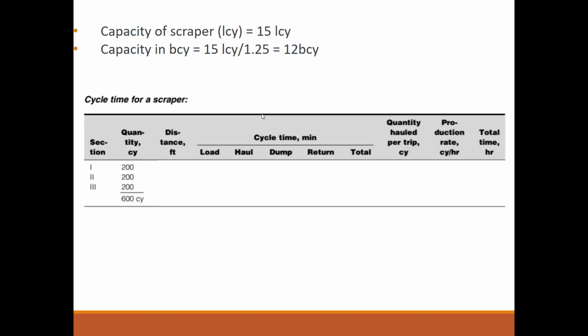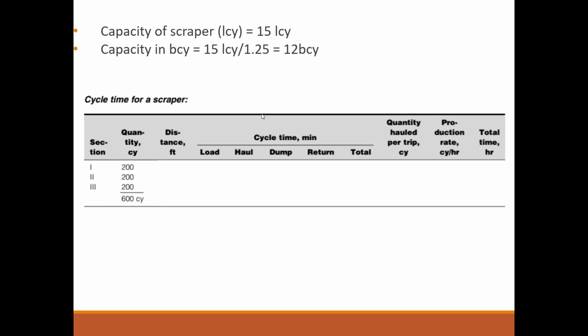You start off by thinking of the capacity of the scraper, which was given to us as 15 loose cubic yards. So this is how much the scraper can take. However, if you think about our properties of the soil, we do have a swell factor of 0.25, so we will need to take that into account. So this 15 loose cubic yards is going to be divided by 1.25, giving you 12 bank cubic yards, which is what I technically need, because really the quantities are also in bank cubic yards.